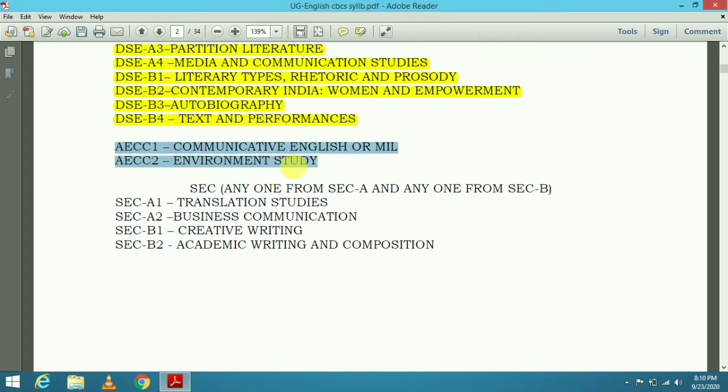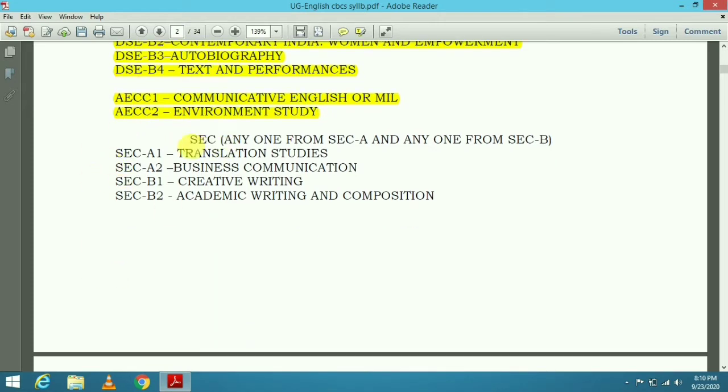Now comes the AECC course, and here you are given only 2 courses. One is communicative English or MIL, and the other is environment study, which you all know. I think you all had environmental study in your school system. So these are the AECC courses.